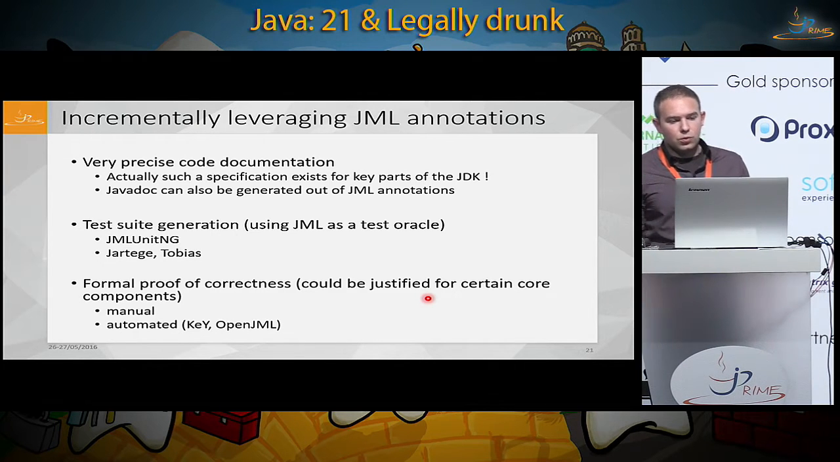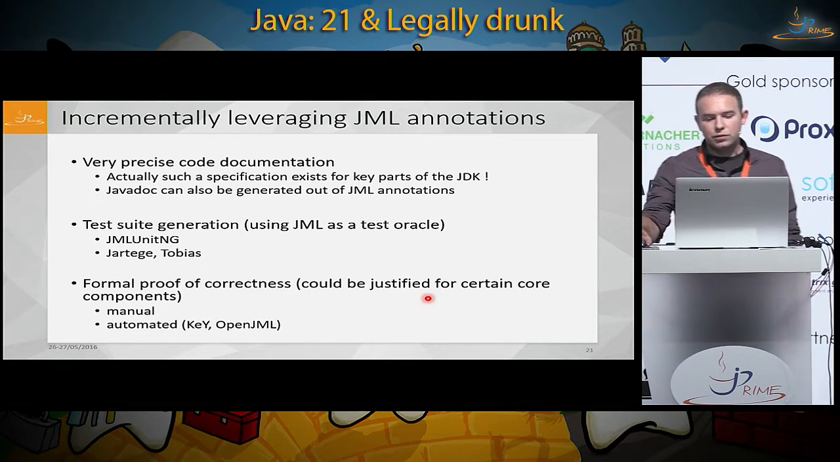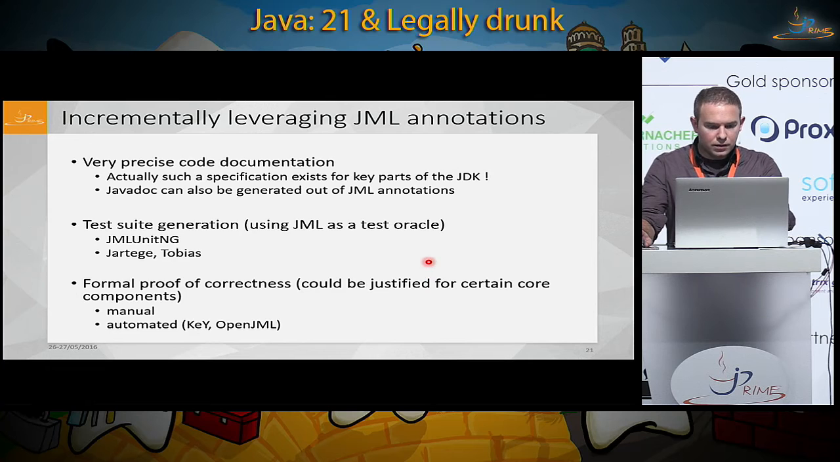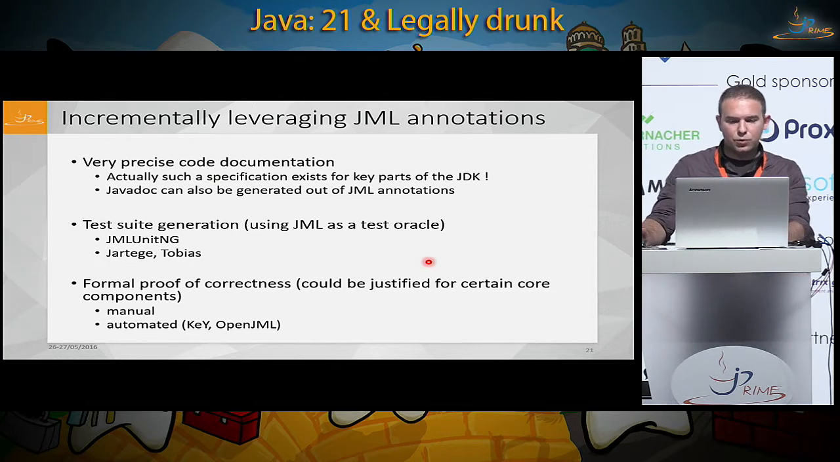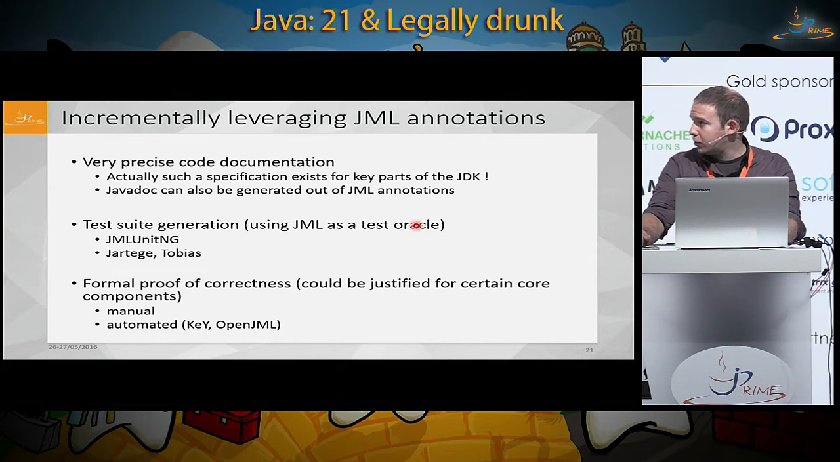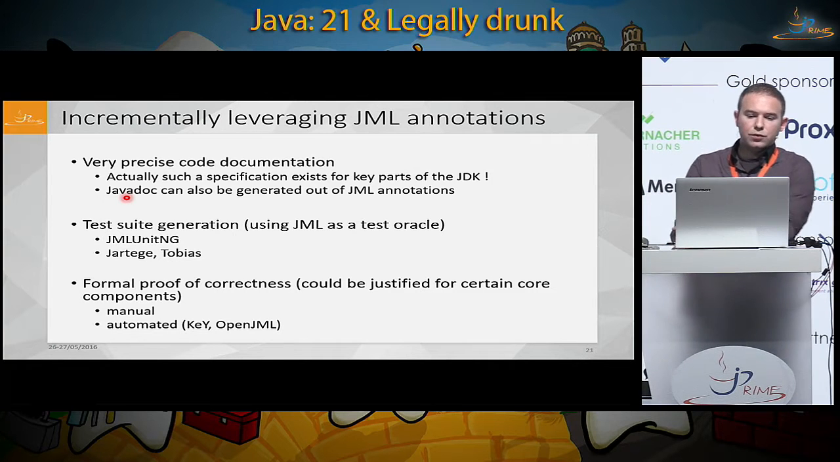Once we have all these JML annotations, all this knowledge about first-order logic, what can we do with this practically? Actually, such a specification exists for the key parts of the JDK, which was a surprise for me, so some classes are already specified in this language. Even the JCK, I think, which is kind of a test suite for the JDK, is also based on JML annotations. Javadoc can also be generated from these annotations.